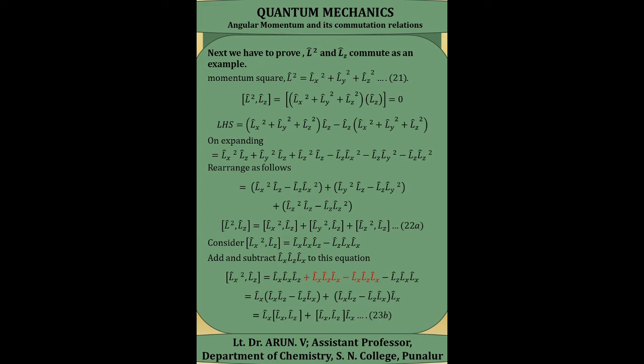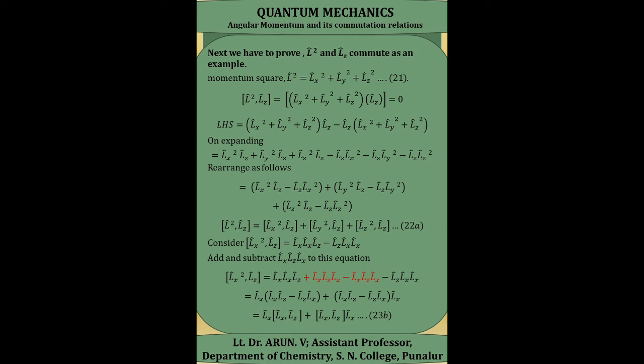Rearrange the equation as follows: (Lx²Lz − LzLx²) taken in a bracket, plus (Ly²Lz − LzLy²) taken in another bracket, plus (Lz²Lz − LzLz²). Then the commutator [L², Lz] is equal to the first term, the commutator of Lx² and Lz, the second term, the commutator of Ly² and Lz, and the third, the commutator of Lz² and Lz.